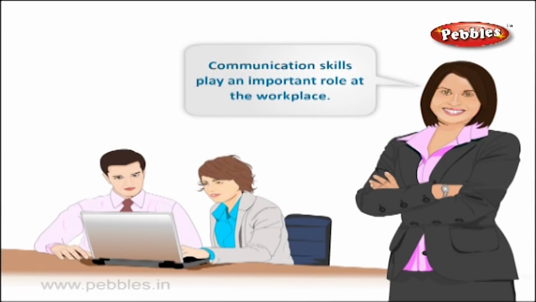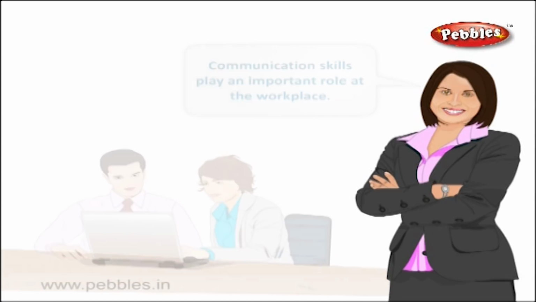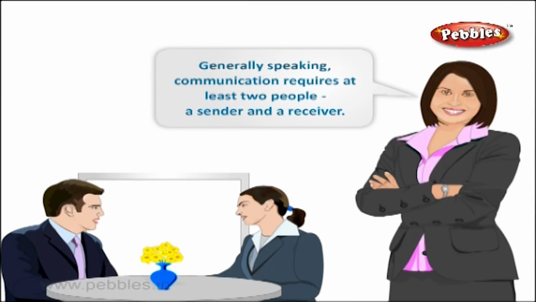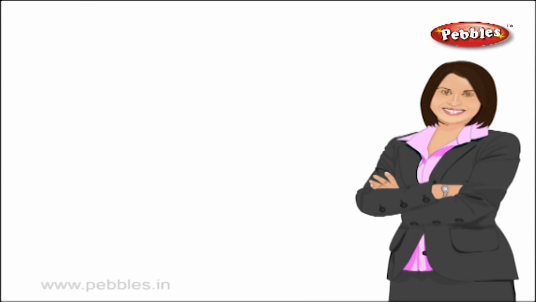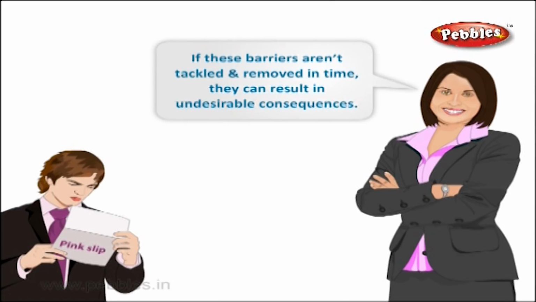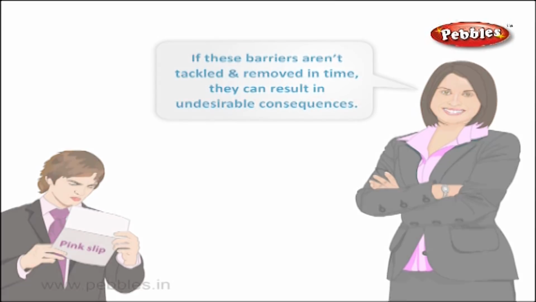Communication skills play an important role at the workplace. Communication happens through different modes and mediums, like telephone, mails, and so on. Generally speaking, communication requires at least two people, a sender and a receiver. Lack of clarity in communication results in misunderstanding and confusion. If these barriers are not tackled and removed in time, they can result in undesirable consequences.